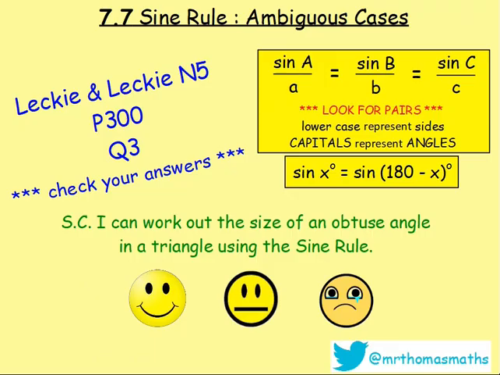Have a go at some of these questions. There's an exercise in the Leckie and Leckie National 5 book, page 300. Just question 3, working out the size of an obtuse angle. Give these questions a shot. Just remember, you would do sine to the minus 1 and get the acute angle, but then make sure you read the question or look at the diagram. Is it obtuse? Do you have to subtract it from 180? If you do, do it. It'll be worth the mark. You lose a mark if you don't.